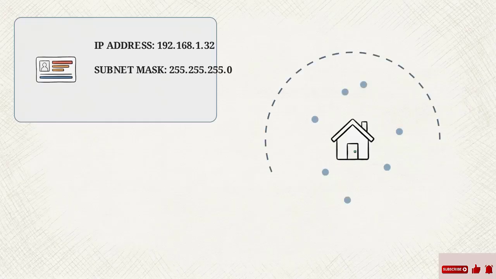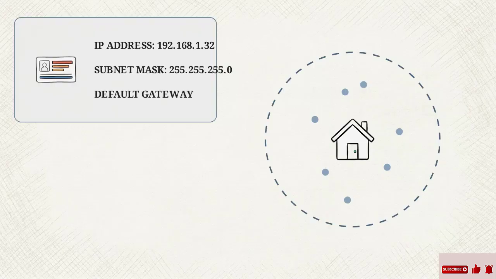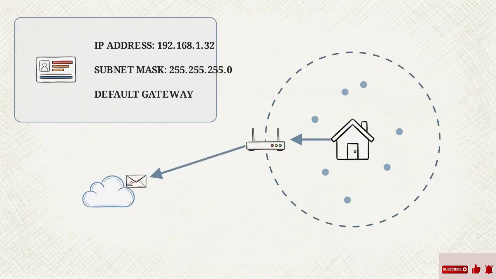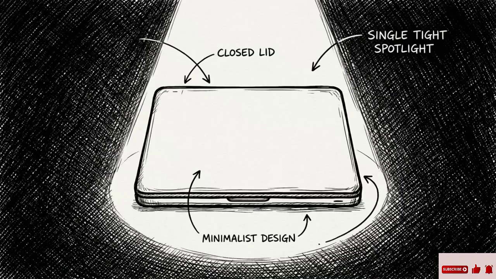Second, you need a subnet mask. This identifies the local neighborhood boundary, telling your computer which devices are on your local street and which are out on the broader internet. If the data needs to leave that local street, it heads to the third credential, the default gateway. It's the specific router your device must talk to if it wants to venture out onto the global internet. Without these three mathematical coordinates, a device is functionally invisible, completely isolated from the rest of the world.